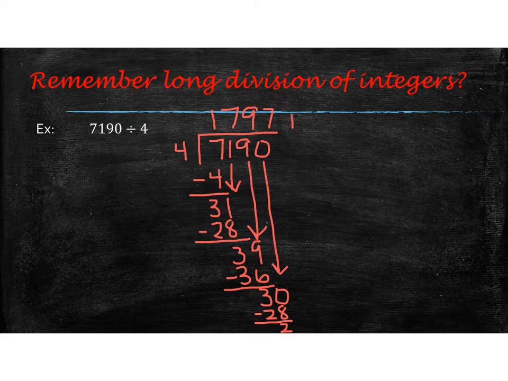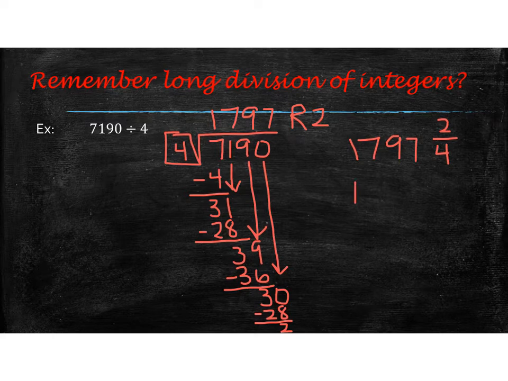So your teacher probably either had you put an R2 to show that you had a remainder. Sometimes they would have you write it 1797 and then take the remainder 2 and put it over what you divided by. We divided by 4. And then you could simplify that fraction even further and say 1797 and 1/2. So that's what 7,190 divided by 4 is.